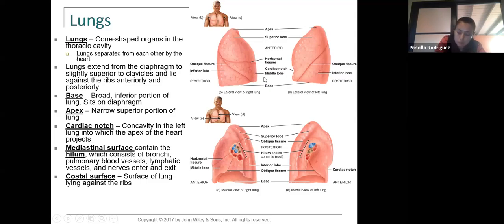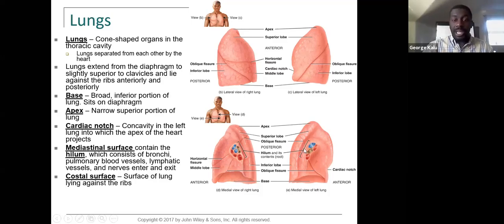Now, when we look at the mediastinal surface, which is the medial surface of your lungs, there's going to be a region called the hilum. The hilum is going to be an area where we have a bunch of tubes entering the lung. Inside the hilum, we're going to find some bronchi. We're going to find the pulmonary arteries and the pulmonary veins, and we're going to find the lymphatic vessels, and then we're going to find some nerves. So that's going to be where all of those different structures are going to enter and exit from the lungs. And again, that's going to be on the medial surface, inside the hilum on the mediastinal surface of the lungs.